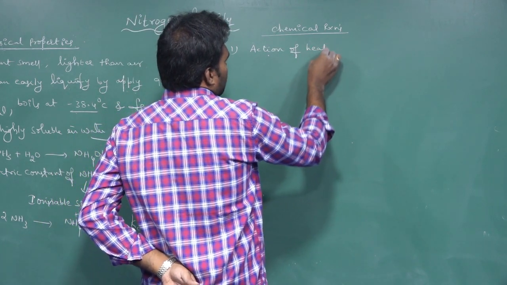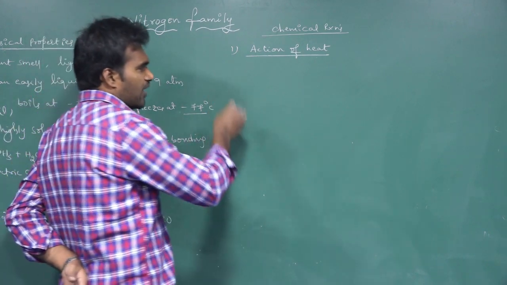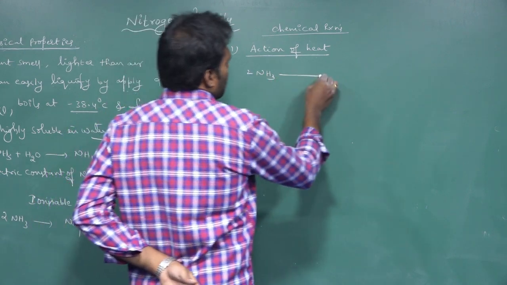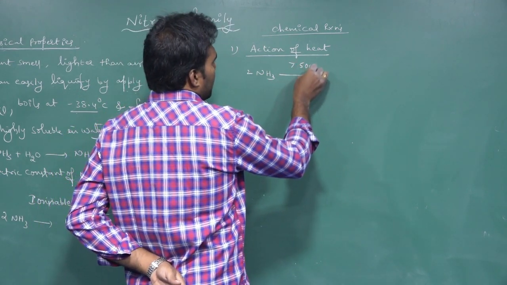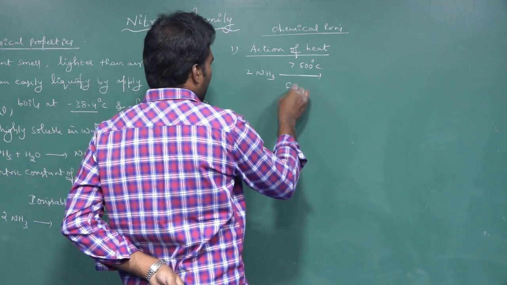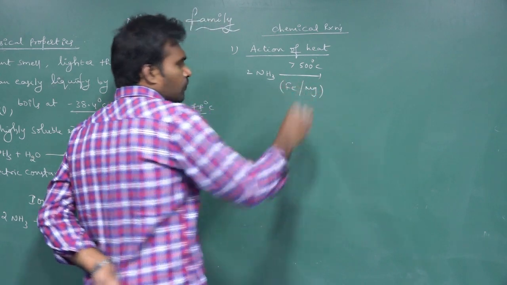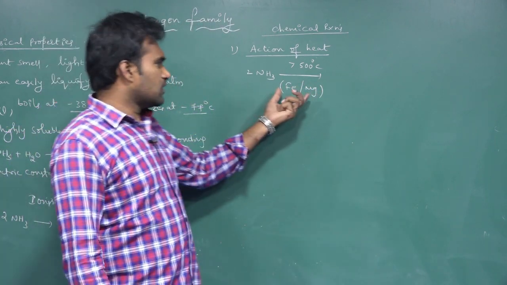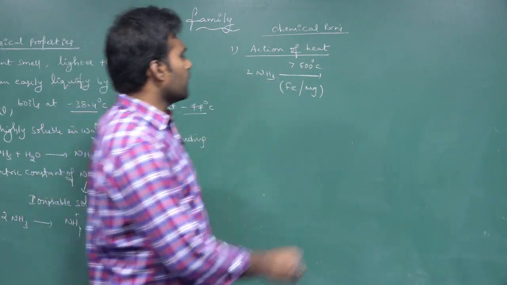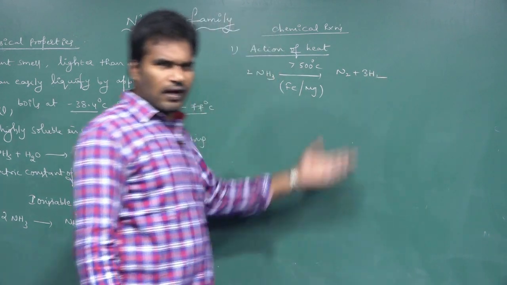Action of heat. If you heat ammonia, what will happen? Simple, the reverse reaction takes place. If you heat the ammonia to more than 500 degrees Celsius in the presence of a catalyst like iron or magnesium, any one of these catalysts, and maintain more than 500 degrees Celsius, ammonia will decompose into nitrogen and hydrogen. It's a reverse of Haber's reaction.